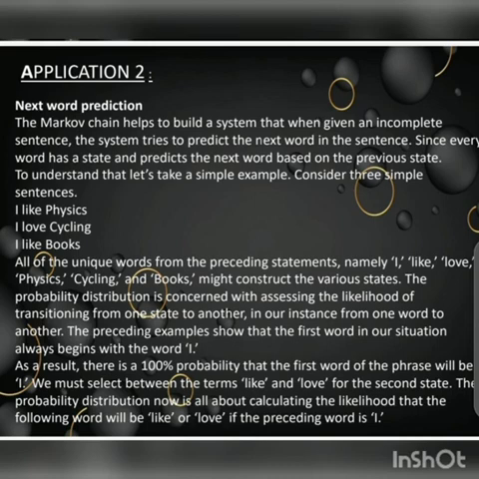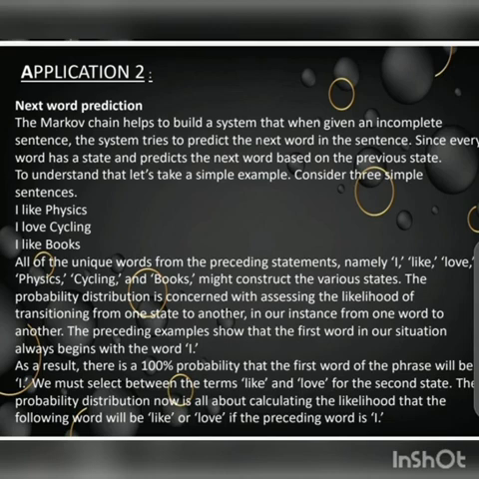Consider three simple sentences: I like physics, I love cycling, I like books. All of the unique words from the preceding sentences, namely I, like, love, physics, cycling and books, might construct various states. The probability distribution is concerned with assessing the likelihood of transitioning from one state to another. In our instance, from one word to another. The example shows that the first word always begins with the word I. As a result, there is 100% probability that the first word of the phrase will be I.